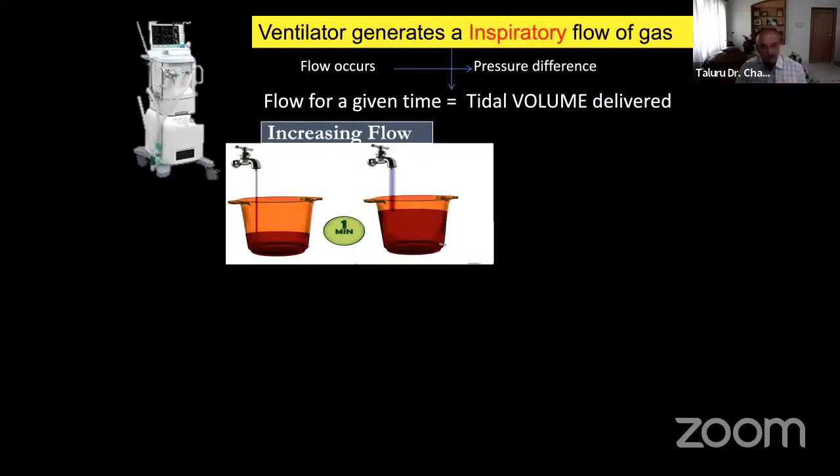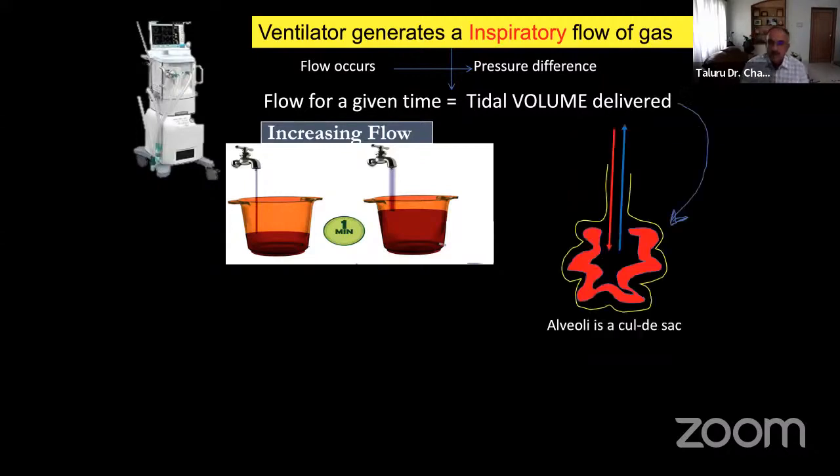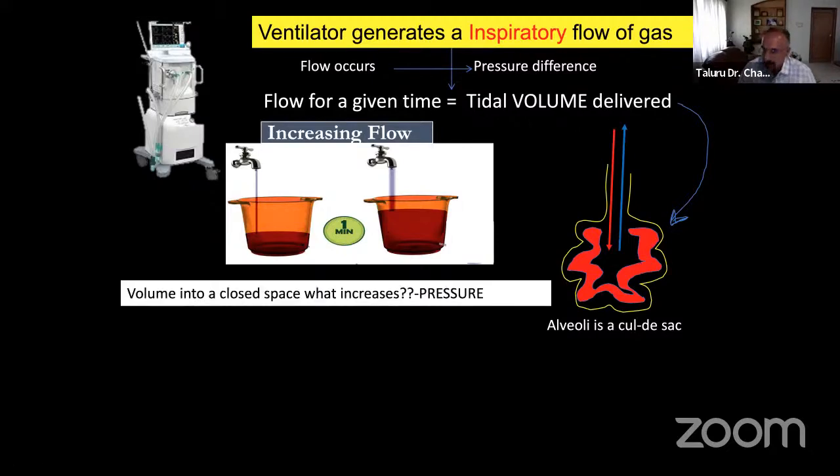I'll try to clarify. The alveoli is a cul-de-sac. I've already told you there is only one way the air gets in and gets out. So when you put a volume into a closed space, what increases? Pressure increases. And the pressures we are looking at are two: plateau pressure and driving pressure.